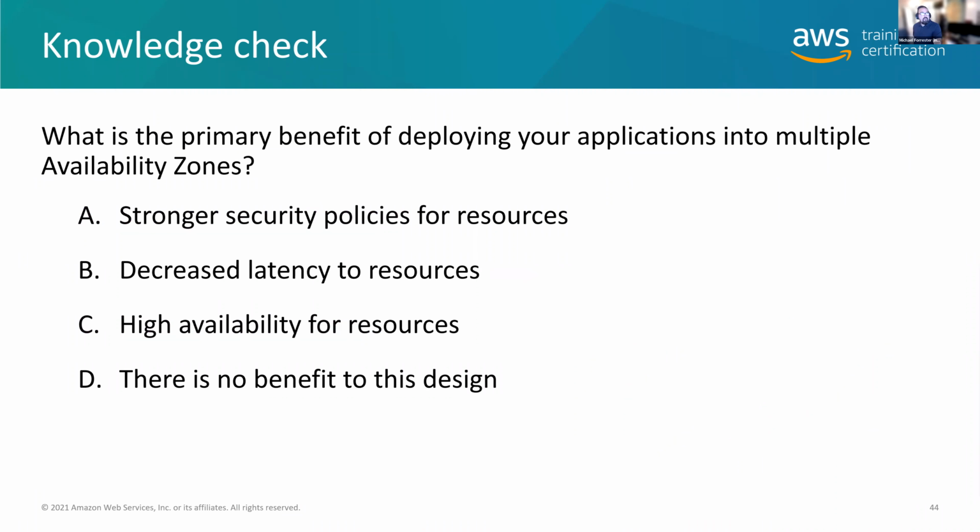What is the primary benefit of deploying your application into multiple availability zones, right? Why does Amazon want you to deploy into 2 or more availability zones? What's their reasoning for that?